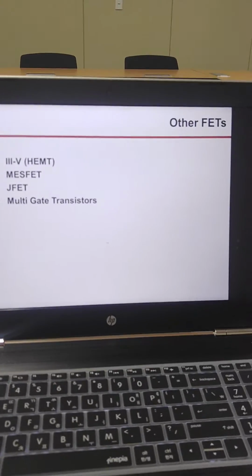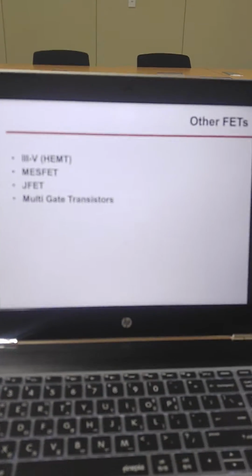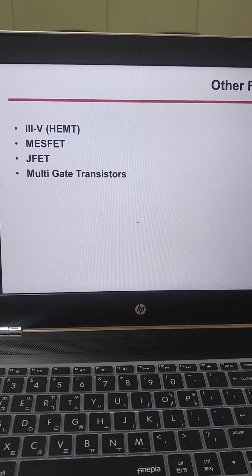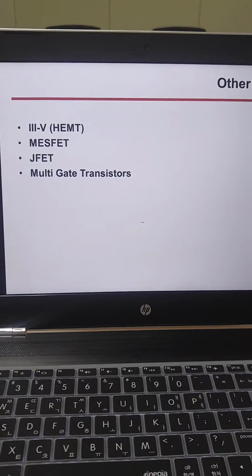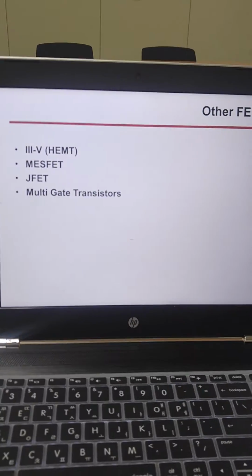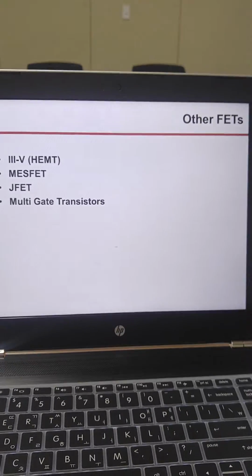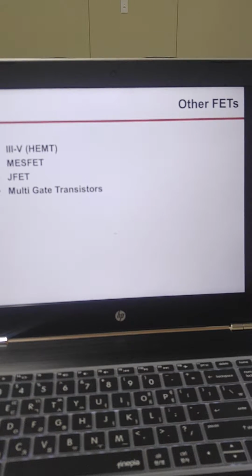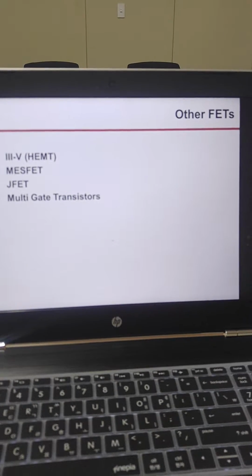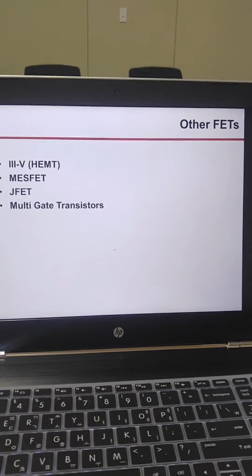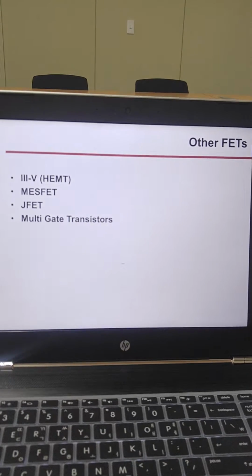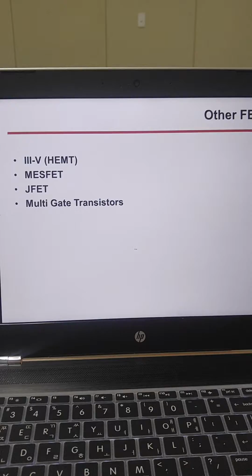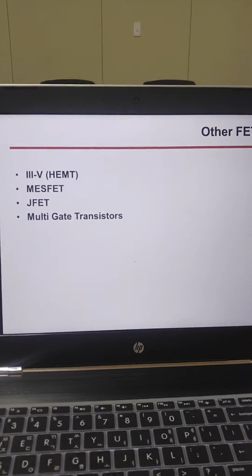Next, we have learned about other FETs such as III-V, which we also call HEMT, and MESFET, JFET, multi-gate transistor. And for III-V FET, each material has higher mobility than the other, but it's really very expensive, so we don't use it in the real field.